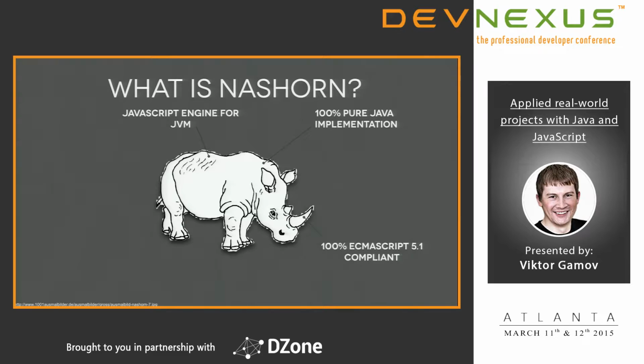Right now, the version that we have in JDK 8 is 100% compliant with the ECMAScript standard. ECMA is the organization that standardizes the syntax of JavaScript and all these language features. So right now, Nashorn is 100% compliant with ECMA, which is the current standard. And the guys from the Oracle team are right now working on implementing the ECMA 6 standard.